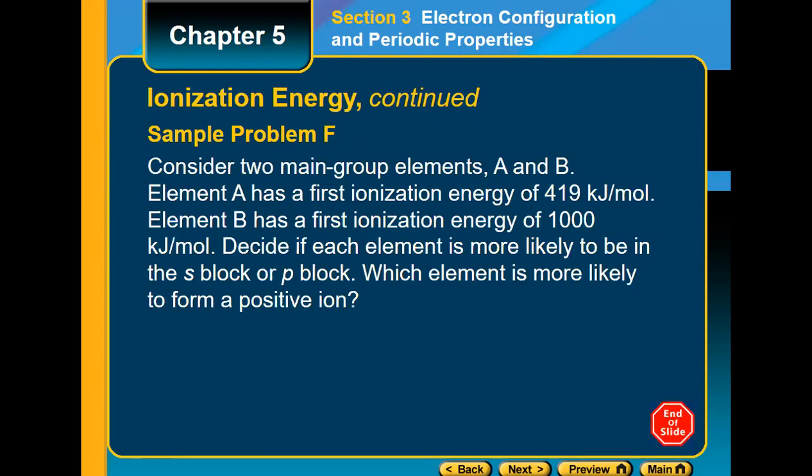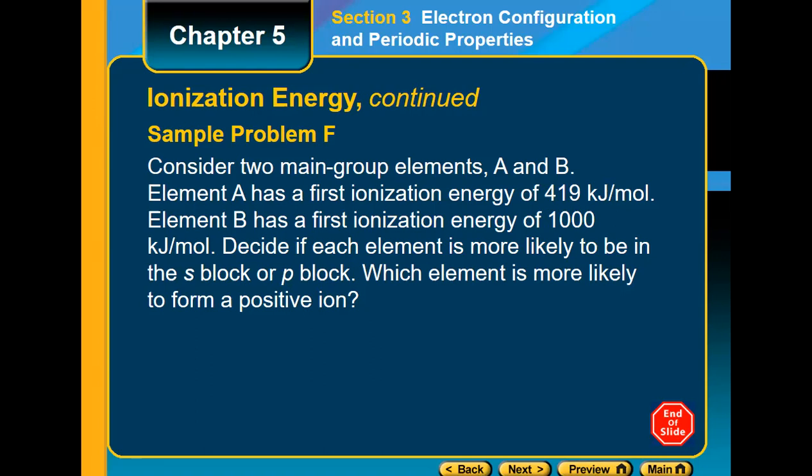So here, let's find an example. Consider two main group elements A and B. Element A has a first ionization energy of 419 kilojoule per mole. Element B has a first ionization energy of 1000 kilojoule per mole. Decide which one is more likely to be in the s block and which one in the p block, and which element is more likely to form a positive ion.